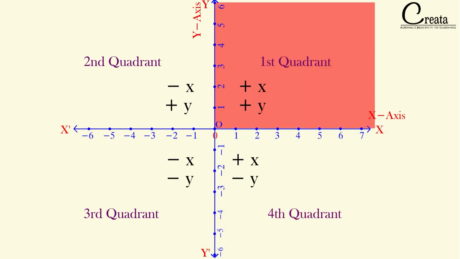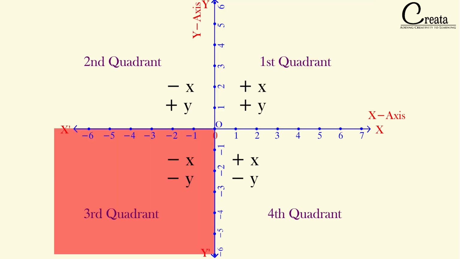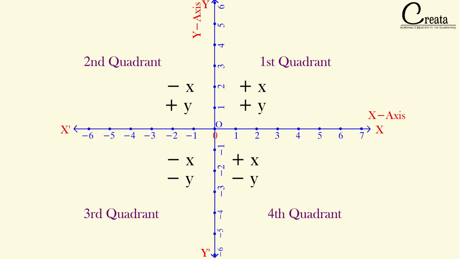In the first quadrant, both x and y are positive. In the third quadrant, both x and y are negative. Okay, got it? Just a small introduction to the coordinate system.